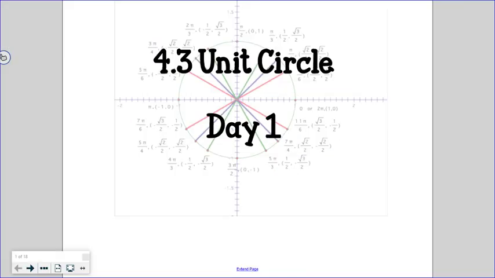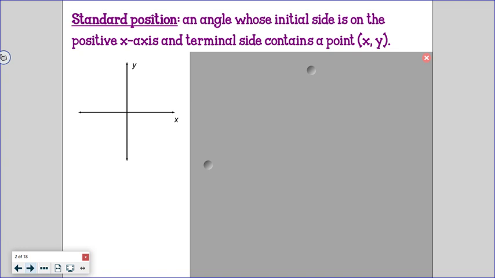Okay, like I said, today is laying the groundwork leading up to our big day of the unit circle. The first part of that is you're going to hear this phrase called standard position show up in some of your problems where it talks about an angle being drawn in standard position. What does that mean? Well, it means the same way we've been drawing all of our angles.